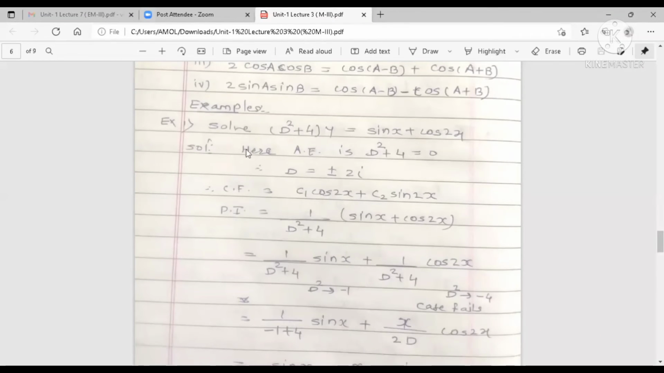So the complementary function here, the roots are complex roots, plus 2i, minus 2i. Here the real part of the complex number is 0 and the imaginary part is 2. So the complementary function is c1 cos 2x plus c2 sin 2x. Now the PI, the formula is 1 upon (D square plus 4) into (sin x plus cos 2x), because the function is here sin x plus cos 2x. Now there are two terms, you separate both the terms, so that you will get the term 1 upon (D square plus 4) into sin x plus 1 upon (D square plus 4) into cos 2x.